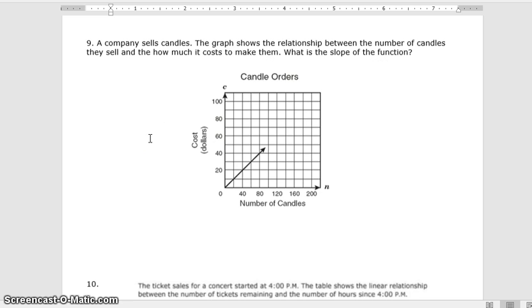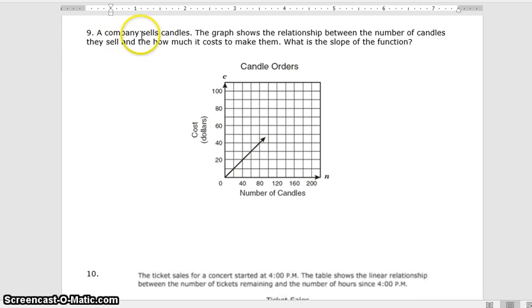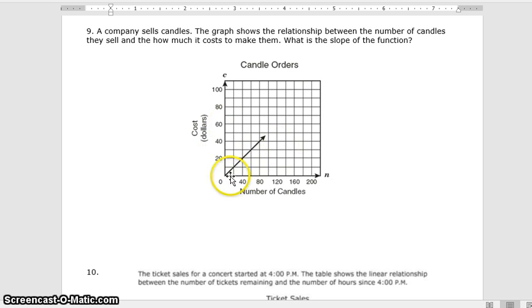Number 9. A company sells candles. The graph shows the relationship between the number of candles they sell and how much it costs to make them. What is the slope of the function? So what is the slope? Find your pretty points. And then what is the slope of this equation?